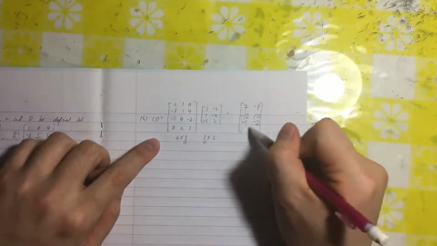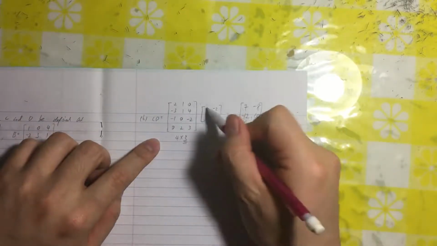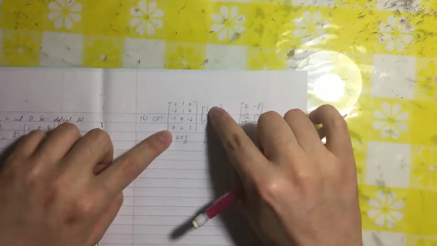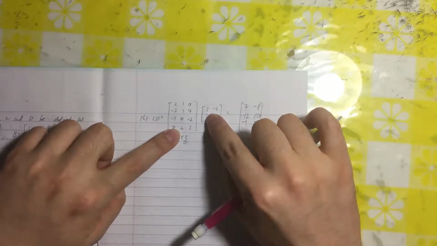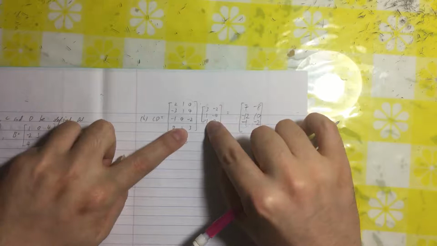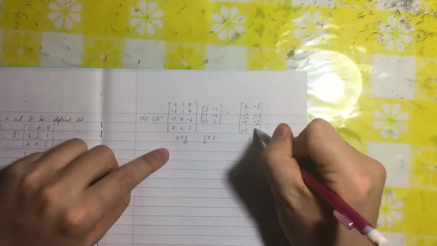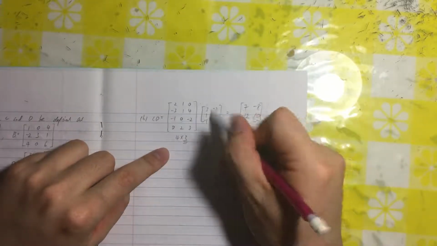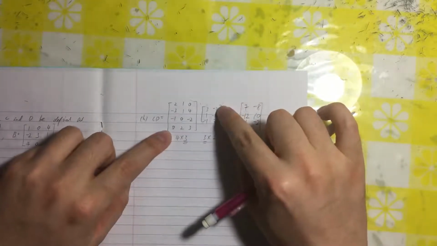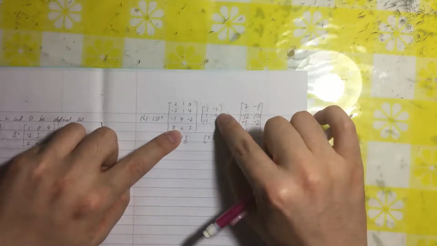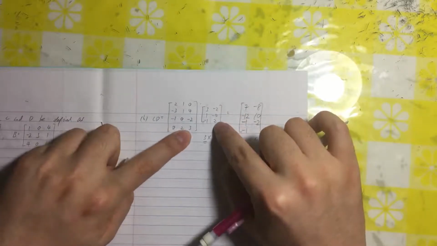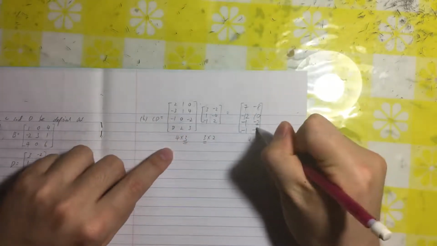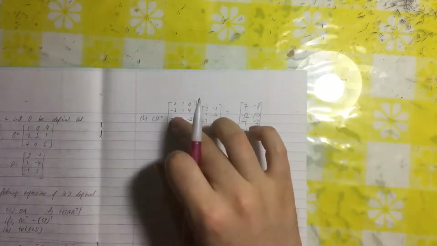Next, fourth row, first column. 0, 2, negative 3. 2 plus negative 3 is negative 1. Next, fourth row, second column. Take fourth row times second column. It's 0, negative 8, positive 6. Negative 8 plus positive 6 is negative 2. That's the answer for C times D.